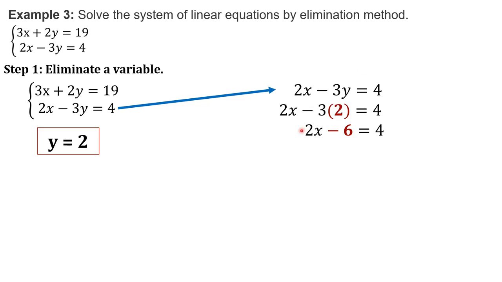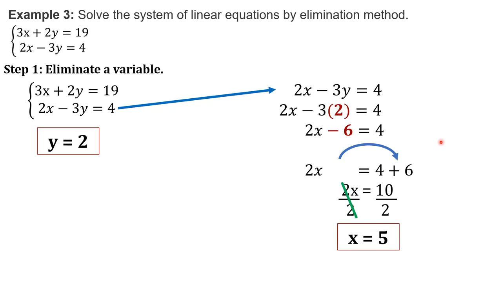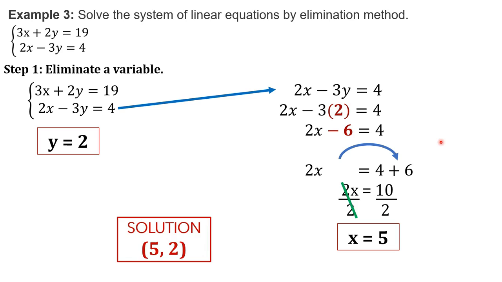Then after that, leave x because we are solving for x. Therefore, we will transpose this negative 6 to the other side. Negative 6, when you transpose, will change sign and it will be positive 6. Then combine it with positive 4, you will have positive 10. Just bring down 2x. After that, since we're solving for x, divide both sides by 2 to cancel 2. Now we only have x equals 5. Therefore, the solution for this system of linear equations is 5, 2. 5 for x and 2 for y.